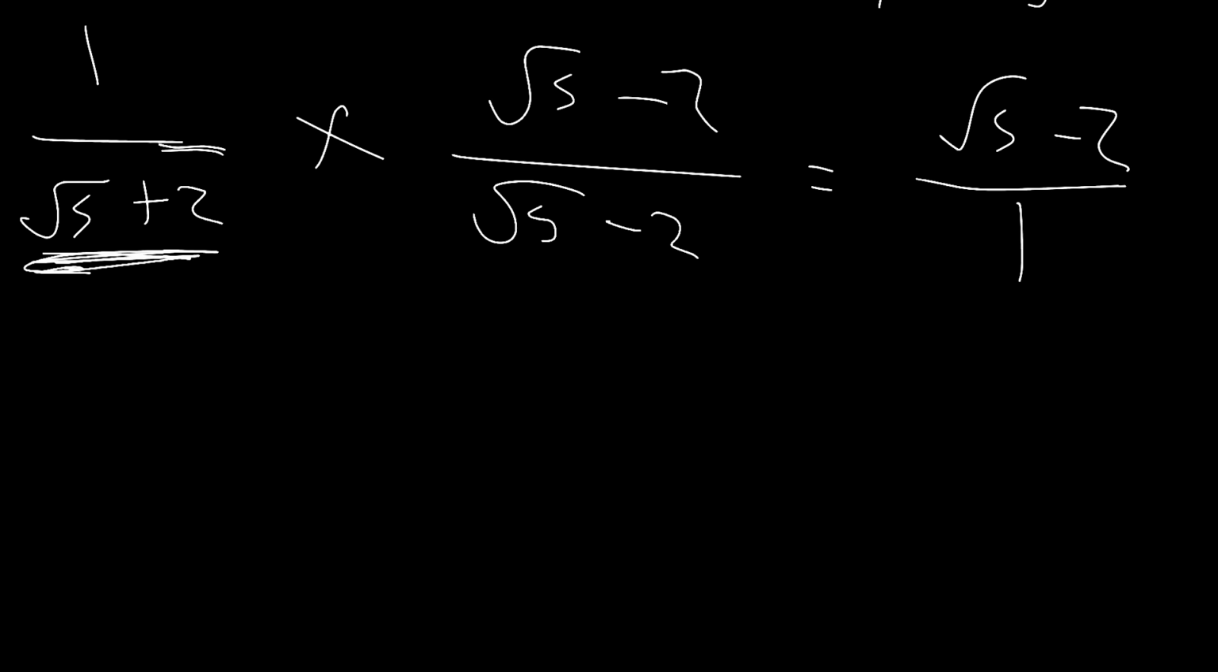So now we have our answer as 1. And then root 5 minus 2 over 1 is just equal to root 5 minus 2. And that is my final answer. So let's do another one, such as 4 over 7 minus root 5.